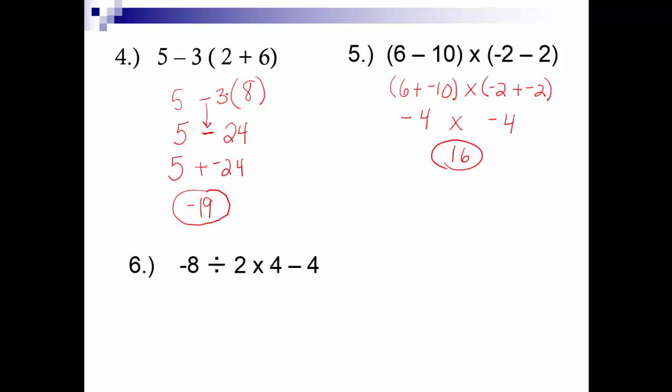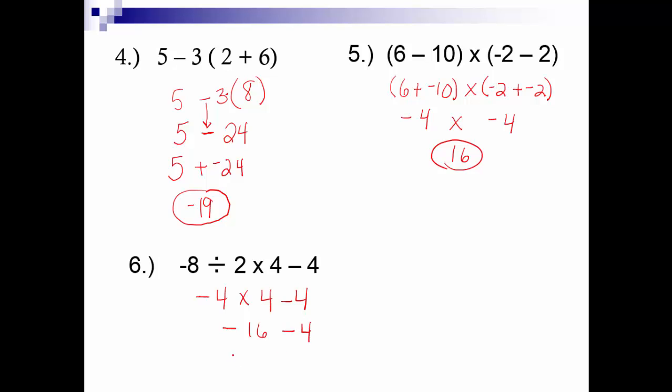Number 6. Okay, when we're working with division and multiplication, we move left to right. So I'm going to divide this before I multiply. Negative 8 divided by 2. A negative divided by a positive is a negative. 8 divided by 2 is 4. So then I have 4 times 4 minus 4. I multiply before I subtract. Negative times a positive is a negative. 4 times 4 is 16. That's 16 minus 4.